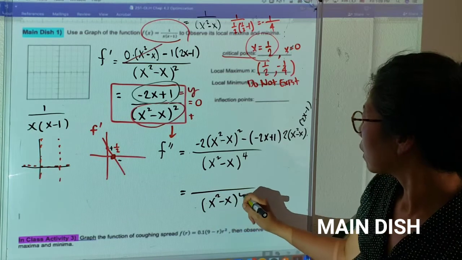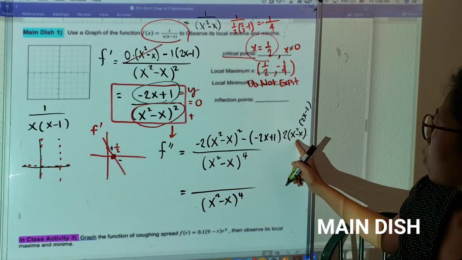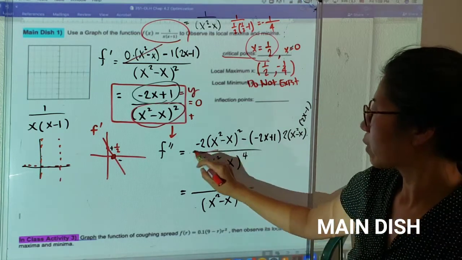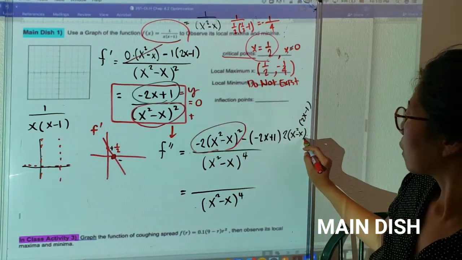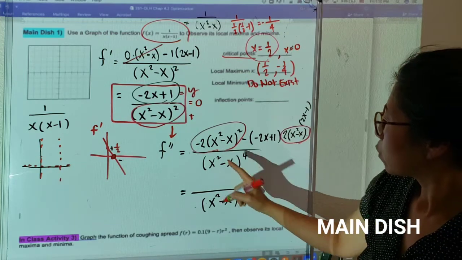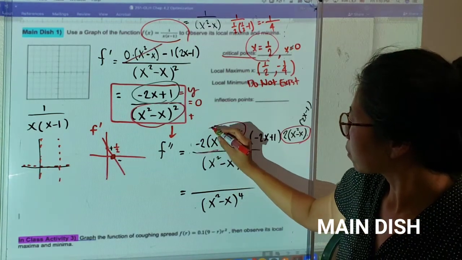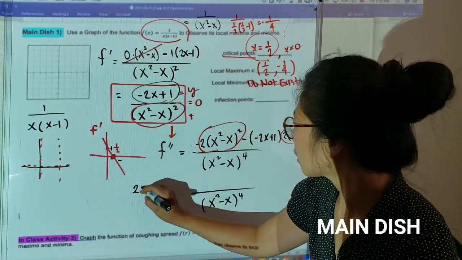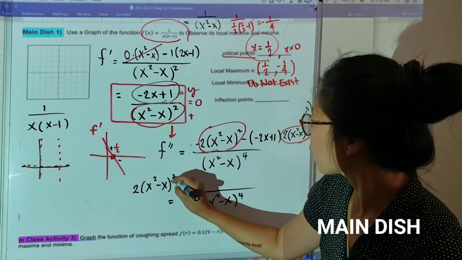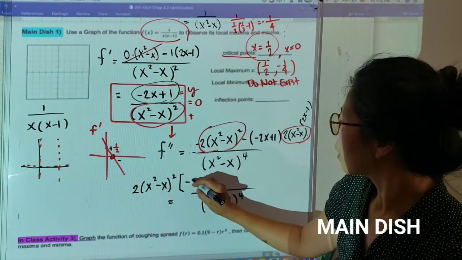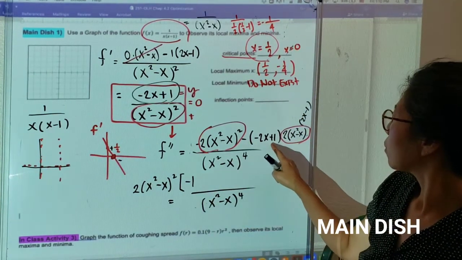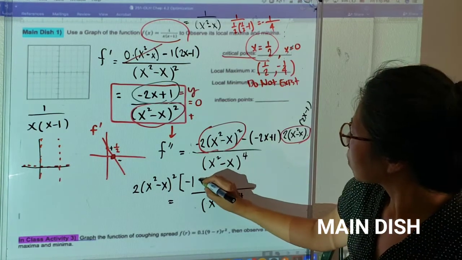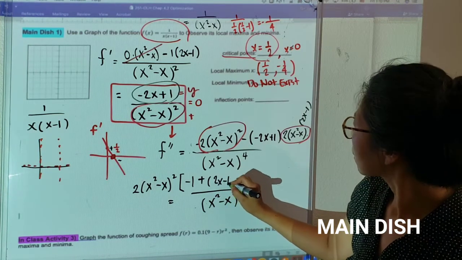Okay. I want to see what makes the top 0. So I can pull everything out. Do you see the common factor in this? And then I can pull out the common factor in this. Let's just pull it out without the negative. Then I maybe see something. So the common factor is 2 times x squared minus x, and then parentheses negative 1. If I put this one in here, that's going to be plus, and then 2x minus 1 squared.